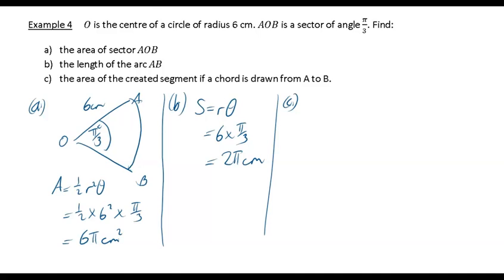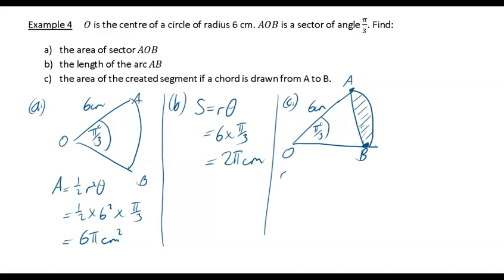Okay, part C says find the area of the created segment if a chord is drawn from A to B. I'm just going to do a wee diagram again for this one, just so I don't mess up my original diagram. Right, use your imagination here. That is a wee segment that we're looking for. That's my A, that's my B, and that's the O. That was 6 centimeters as before. That was pi over 3.